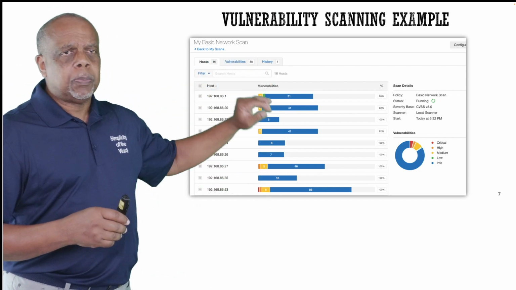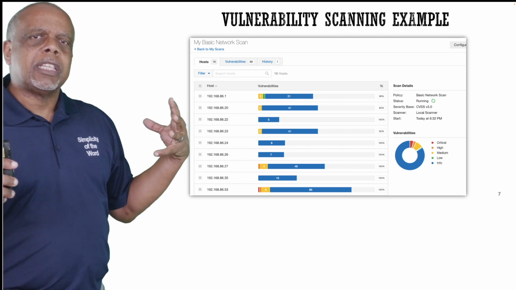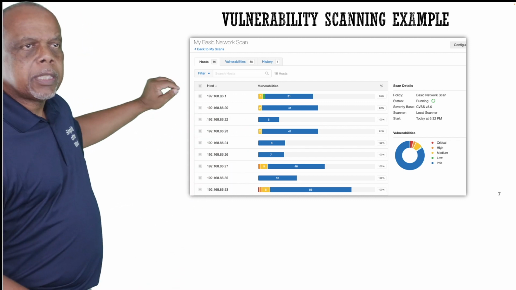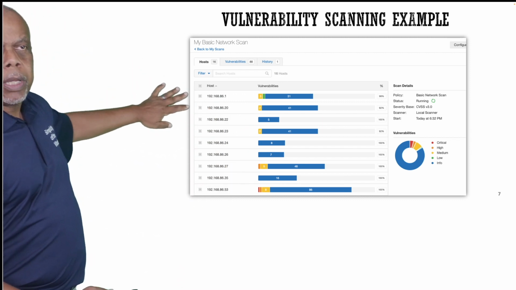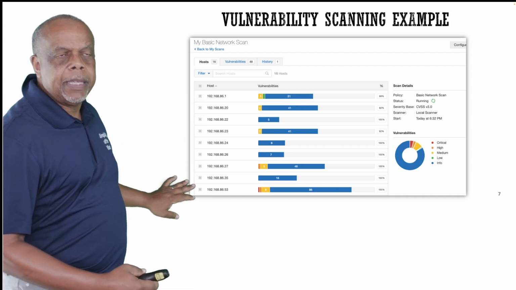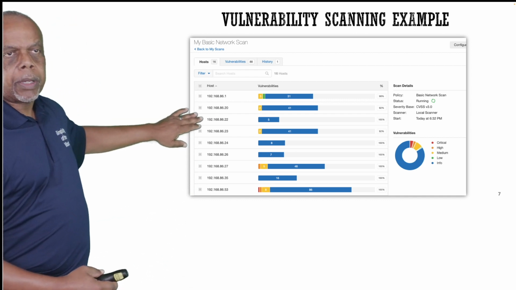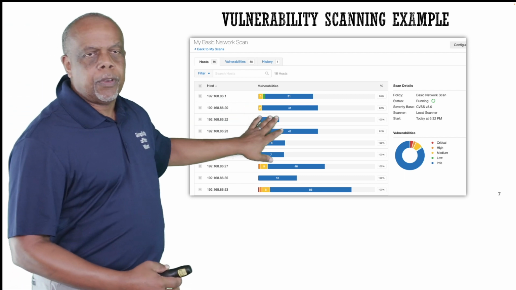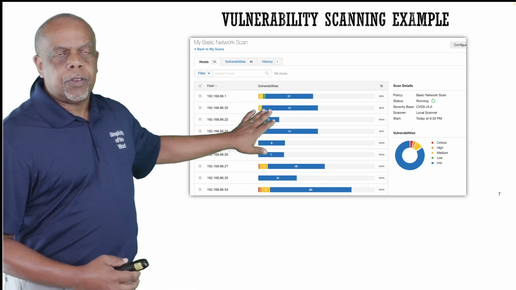I ran this on Nessus, but here again, any scanning tool is going to give you a similar look, feel, and output. Basically, I ran a basic scan on my network. It gave me all the hosts, all the IP addresses on my network, all right? And then for each of those, it showed me what the vulnerabilities were, and these vulnerabilities are rated.